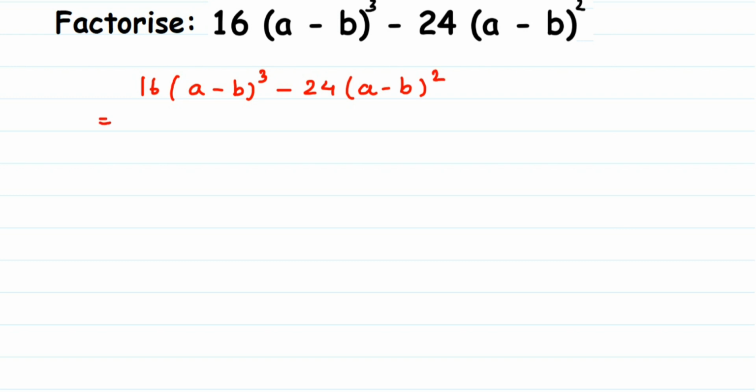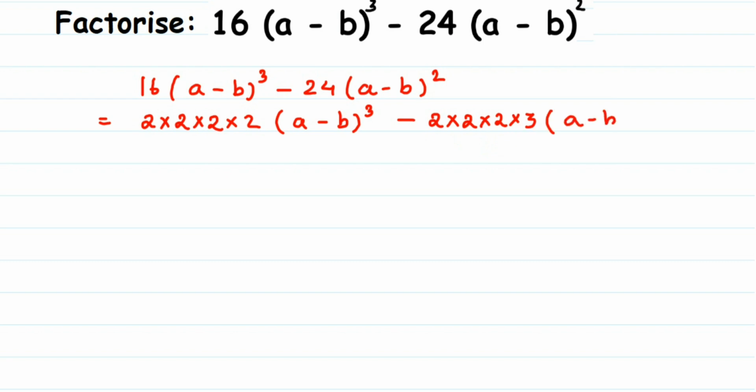So I'm going to expand this 16 here. 16 can be written as 2 into 2 into 2 into 2. Yes, 2 2s are 4, 4 2s are 8, 8 2s are 16, and into a minus b whole cube minus, here we have 24. So 24 can be written as, I'm just doing a prime factorization of 24, it's 2 into 2 into 2 into 3. Yes, 2 2s are 4, 4 2s are 8, 8 3s are 24. Then into a minus b whole square.